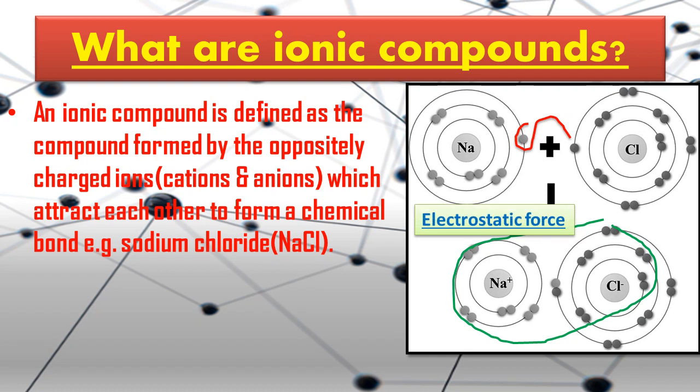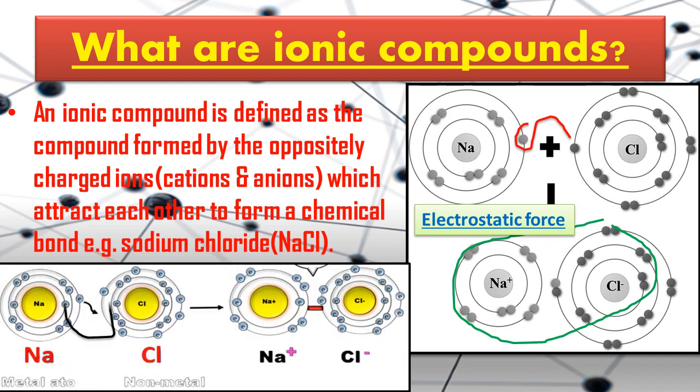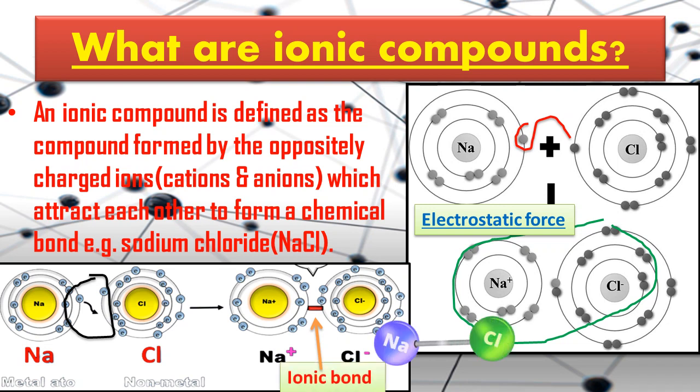The compound formed from the two units, namely cation and anion, is called an ionic compound. The cation and anion being oppositely charged, positive and negative, there is an electrostatic force of attraction between them. You know that this force of attraction between cation and anion is called the ionic bond. So this is the ionic bond between two oppositely charged ions, Na plus and Cl minus.